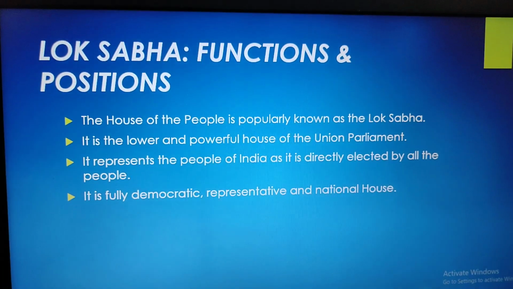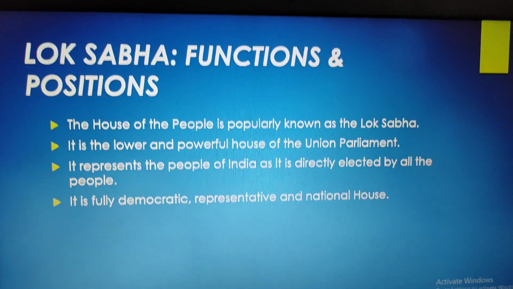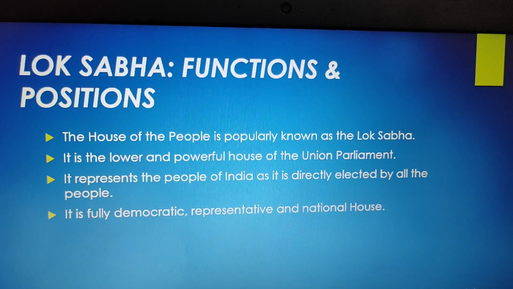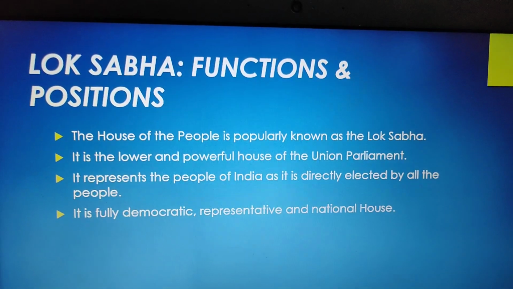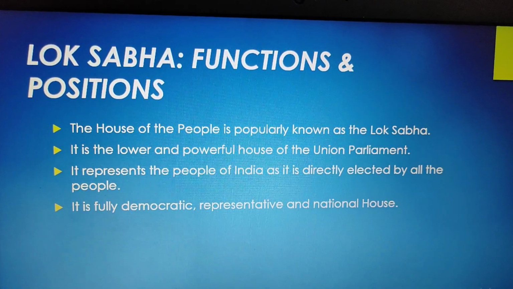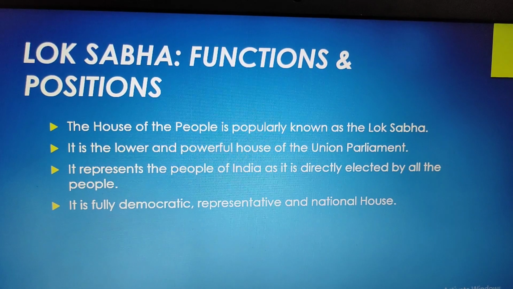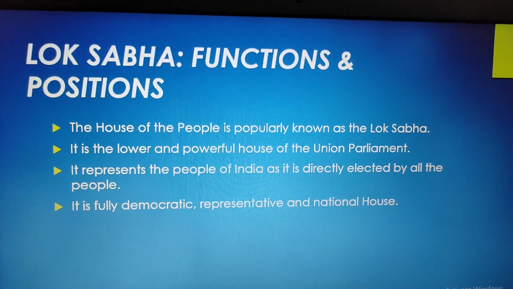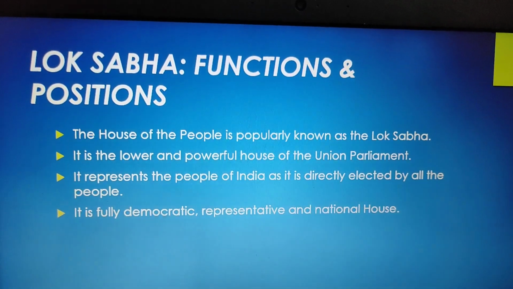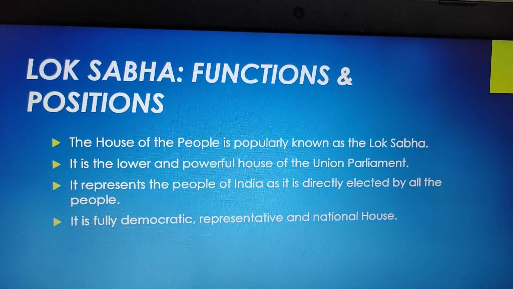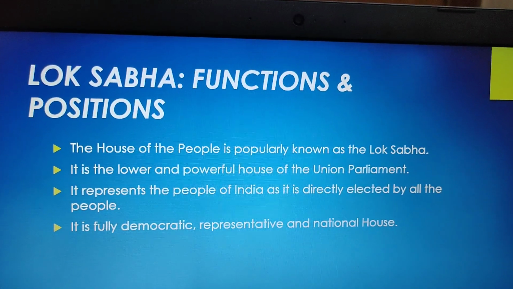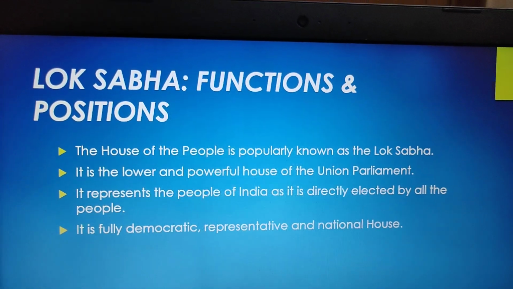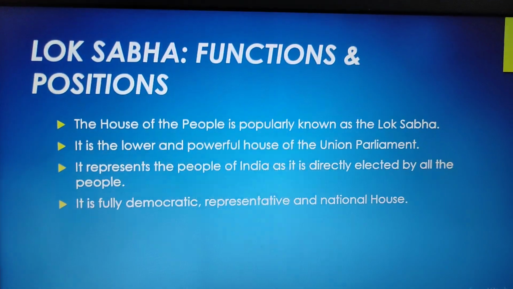Now, Lok Sabha functions and powers. Lok Sabha, also known as the House of the People, is popularly known as the Lok Sabha. It is the lower and powerful house of the Union Parliament. It represents the people of India as it is directly elected by the people through universal adult suffrage, that is voting rights. It is fully democratic, representative, and a national house.